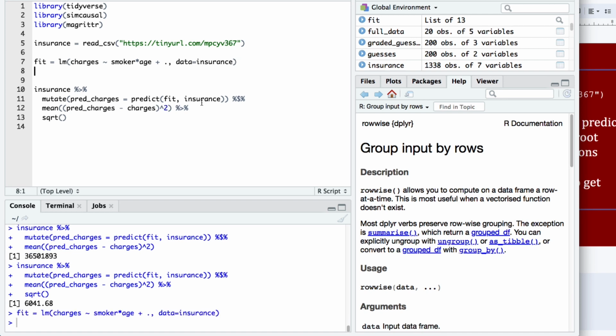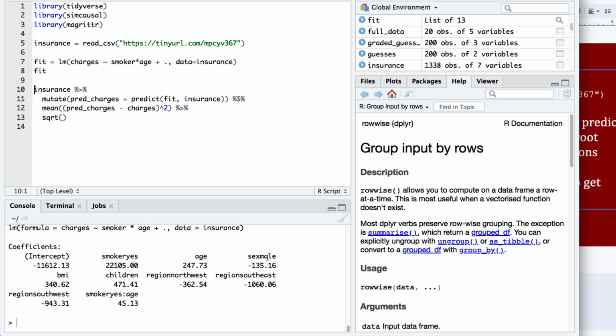So I can now look at, I'll show you what that did. So now you can see that there is one slope for age, and this is effectively the slope for age if you're not a smoker, and this is the slope for age if you are a smoker. That's effectively how you can read this.